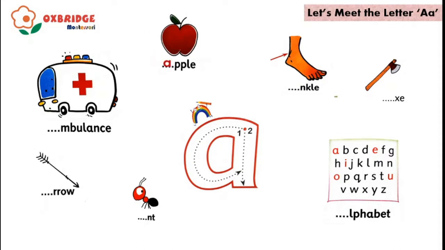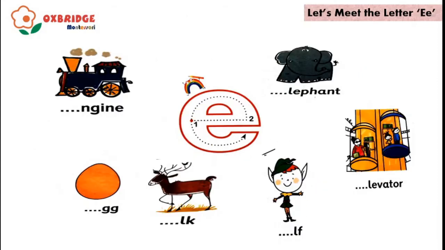Apple. Next we have a picture of an ambulance. To find out the beginning sound of ambulance, we have to say ambulance slowly. Say with me, ambulance. Yes, it's very obvious. The beginning sound of ambulance is also A. In the same way, we have to find out the beginning sound of arrow, ankle, axe, and alphabet.